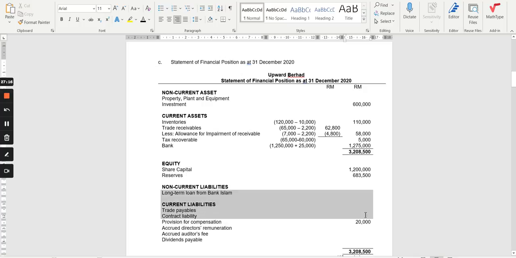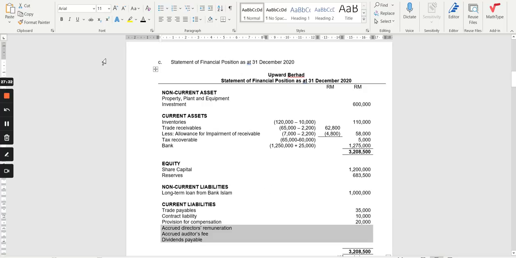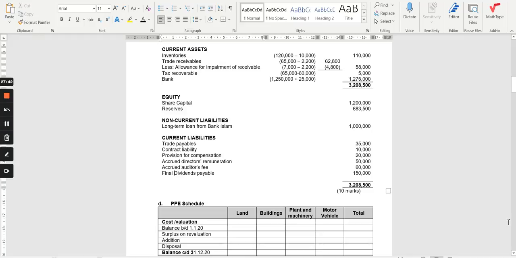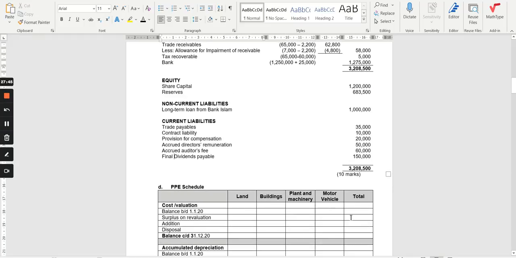Loan from Bank Islam, no changes. Trade payable, also no changes. Contract liability, I already explained, that was due to the first information. Then you have all the directors' remuneration and the dividend payable, or I would suggest you to write down final dividend payable. That was actually from our information. That's it. That was your statement of financial position.